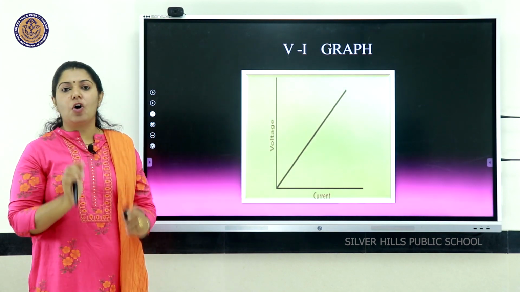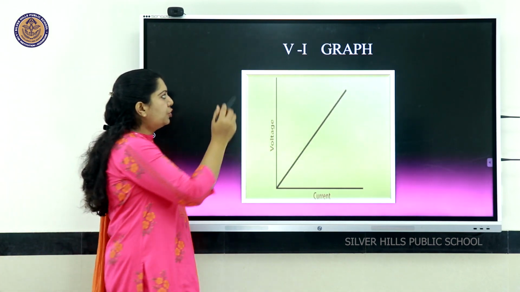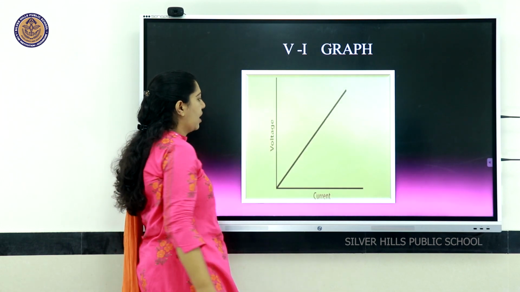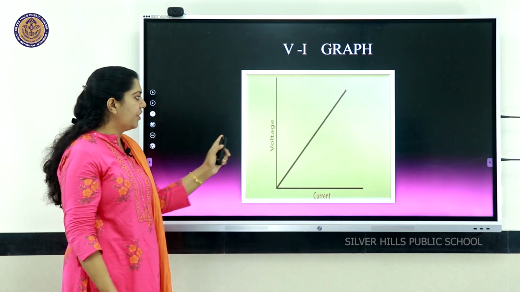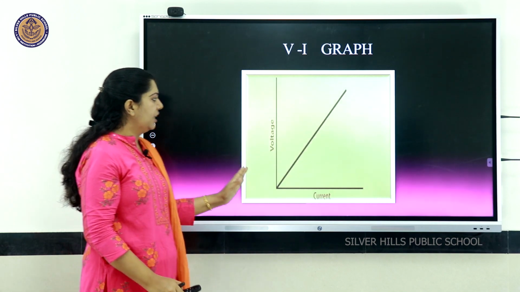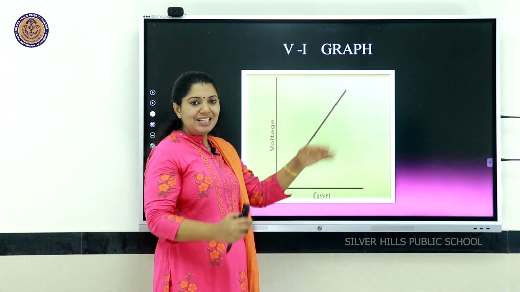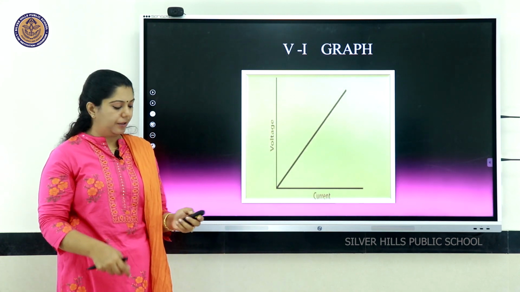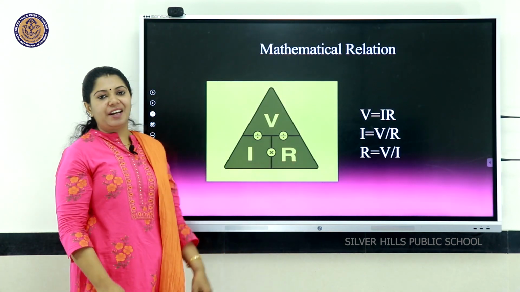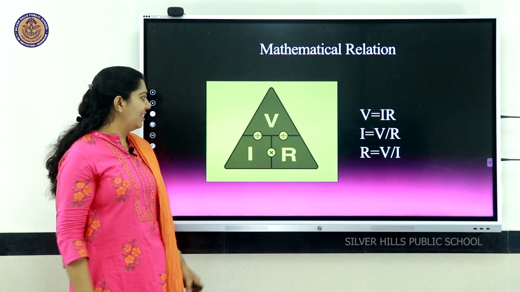After getting this observation table, we want to draw the VI graph, the voltage-current graph. If you draw this VI graph, you can see that it is a straight line. So this again proves that the voltage is directly proportional to current. For the mathematical relation, there is one small technique.